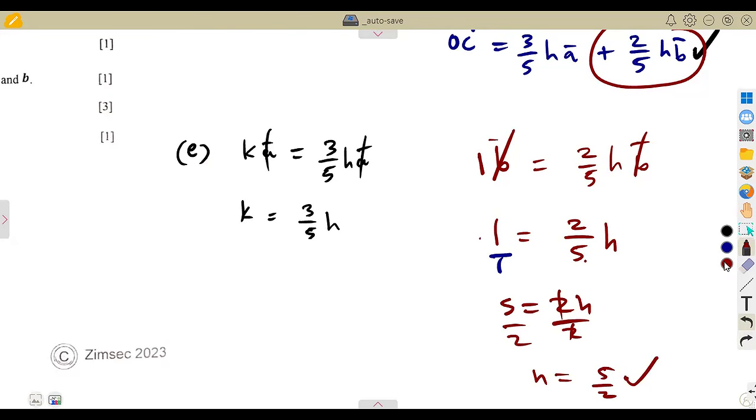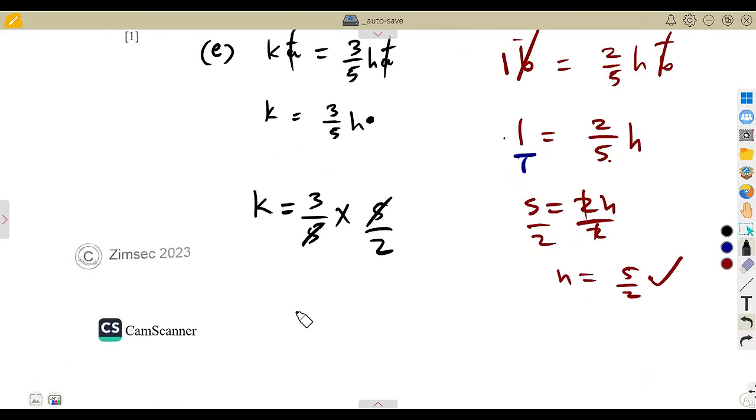With the value of H, you can even substitute it here in place of H to find K, because already K is the subject. So that is 3 over 5 times H. The H that we calculated is 5 over 2. So you can substitute there, cancel the 5 and the 5. So K is equal to what? That's 1 times 3, which is 3, and 1 times 2, which is 2. So there we've got the value of K.